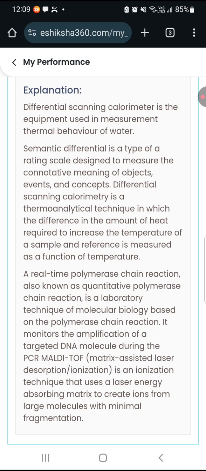A real time polymerase chain reaction, also known as quantitative polymerase chain reaction, is a laboratory technique of molecular biology based on the polymerase chain reaction. It monitors the amplification of a targeted DNA molecule during the PCR.